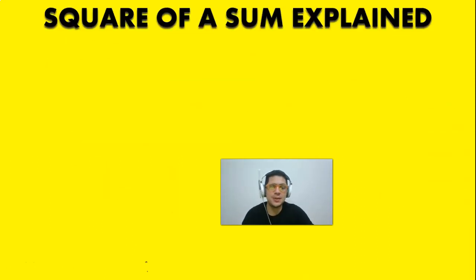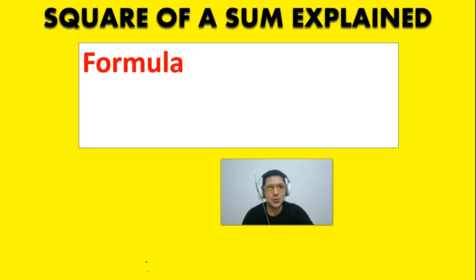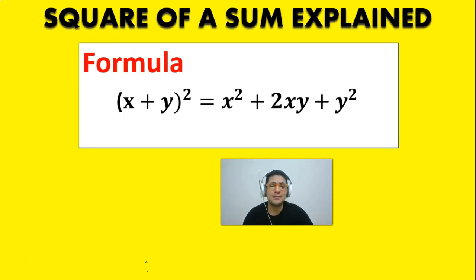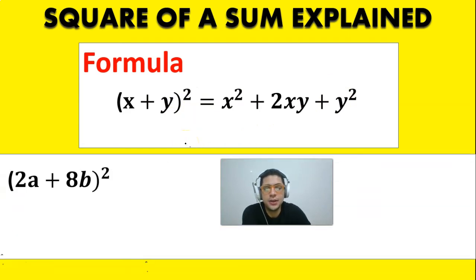So guys, the first thing we're going to be taking a look at when studying the square of a sum is the formula, right? So if we have two quantities that are being added and we are going to raise them to the power of 2, actually the answer would be the same as expressing this first term to the power of 2, then 2 times the first one by the second one, and then the second one to the power of 2, right?